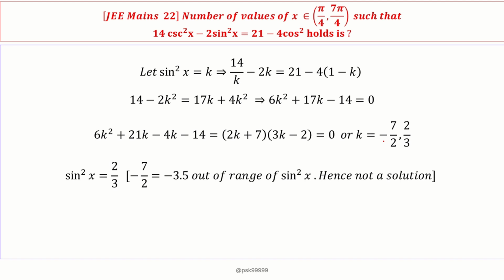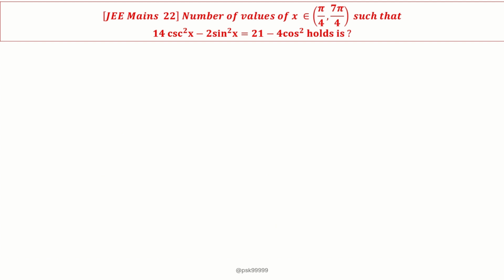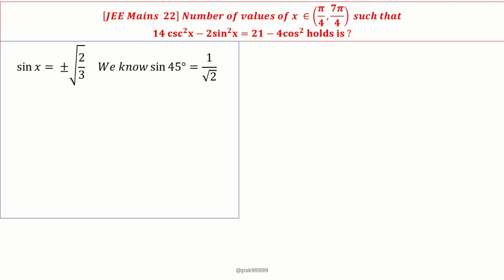So sin square x is 2 by 3. This is the only solution we have. Now, what are the possible angles of x in the range pi by 4 to 7 pi by 4? Now, sin x equals plus or minus square root of 2 by 3. We don't know the trigonometric ratio for the square root of 2 by 3, so we need to work out how many solutions are possible.